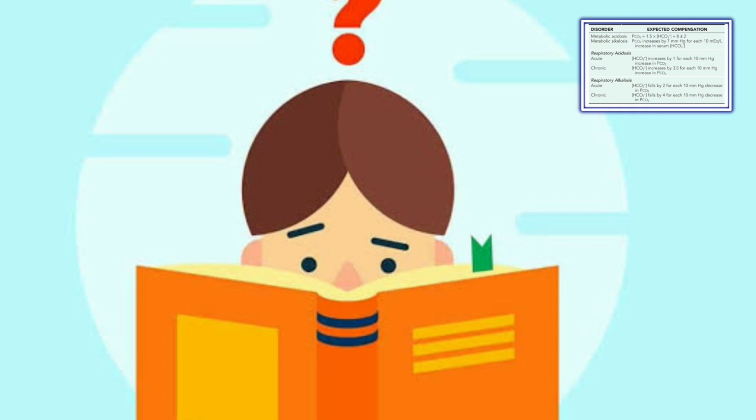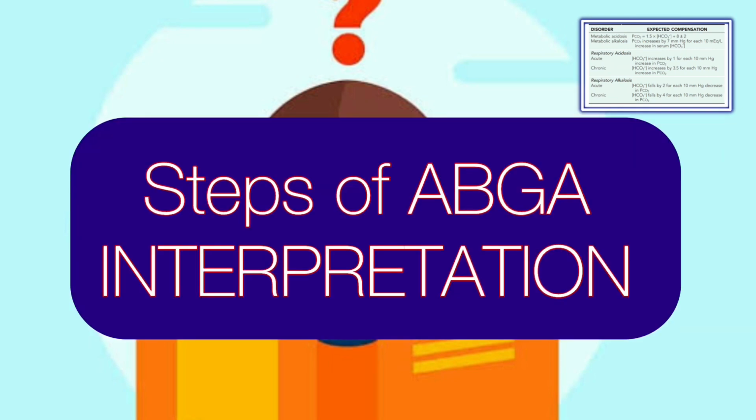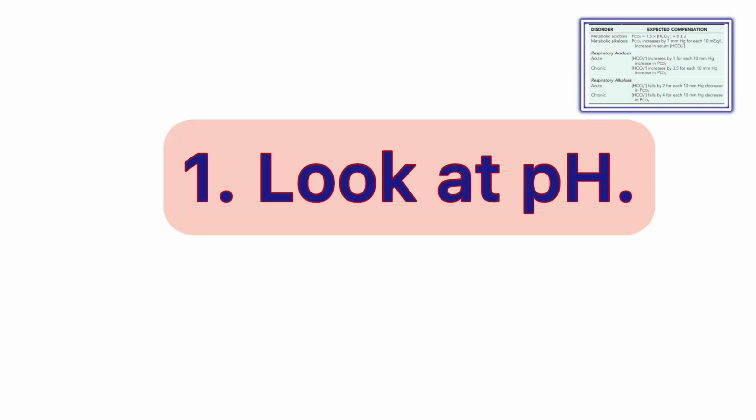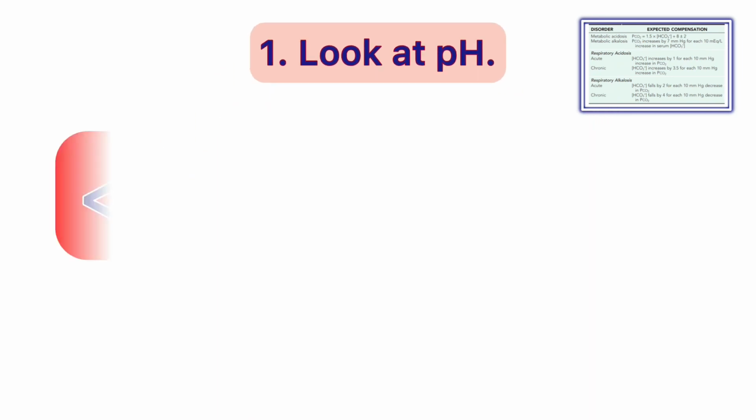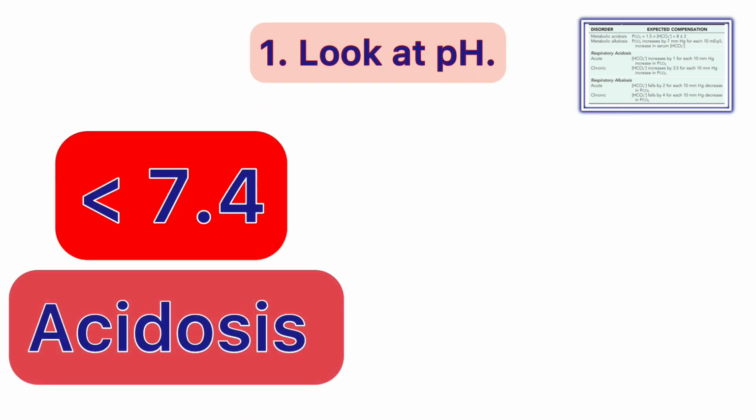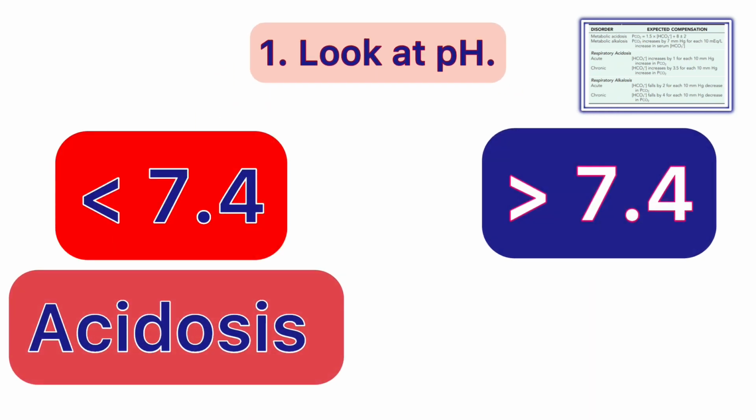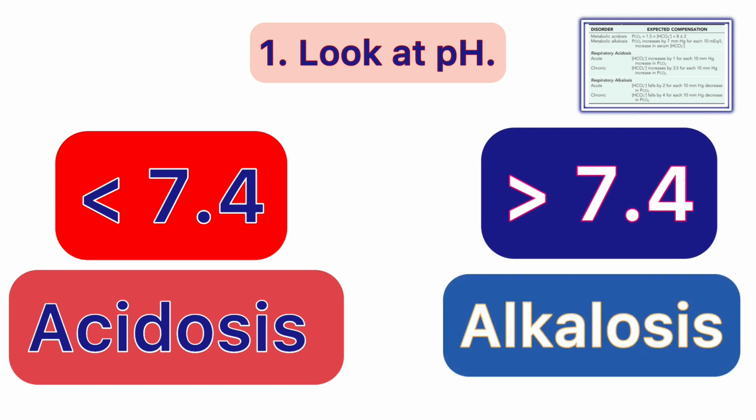Now that we know all the ground rules, let us start decoding ABGA by these simple steps. First, always look at the pH. If pH is less than 7.4, consider acidosis. If pH is more than 7.4, consider alkalosis.